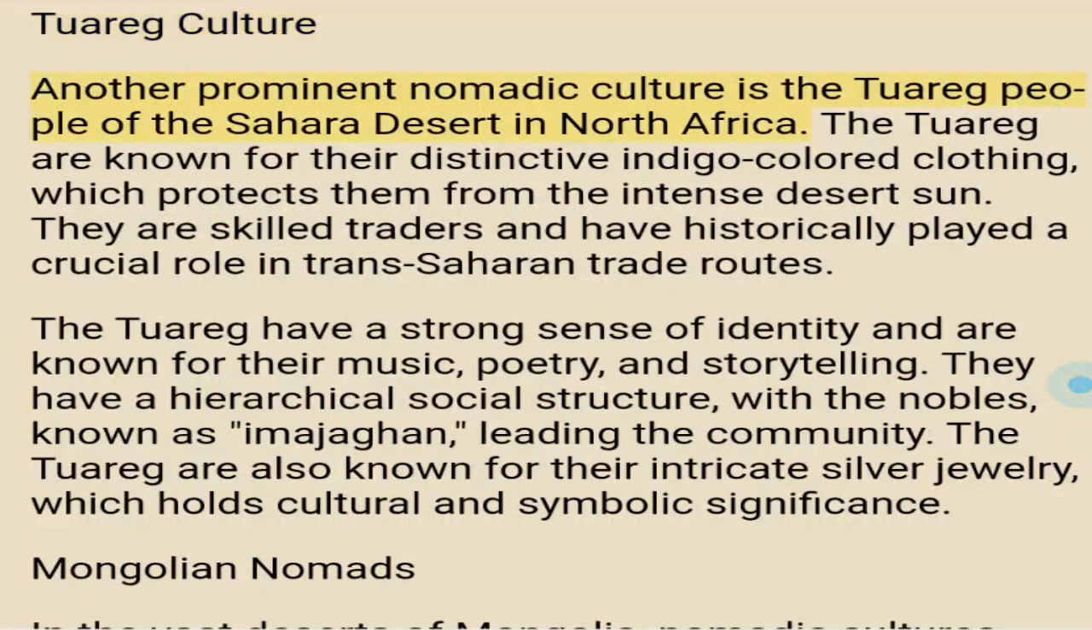Tuareg culture. Another prominent nomadic culture is the Tuareg people of the Sahara Desert in North Africa. The Tuareg are known for their distinctive indigo-colored clothing, which protects them from the intense desert sun. They are skilled traders and have historically played a crucial role in trans-Saharan trade routes. The Tuareg have a strong sense of identity and are known for their music, poetry, and storytelling. They have a hierarchical social structure, with the nobles, known as Amajagan, leading the community. The Tuareg are also known for their intricate silver jewelry, which holds cultural and symbolic significance.